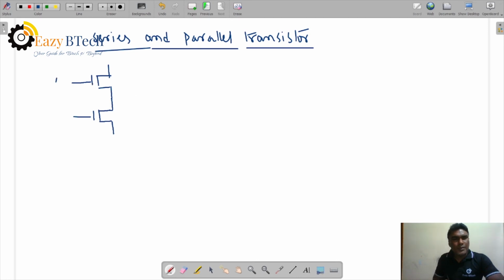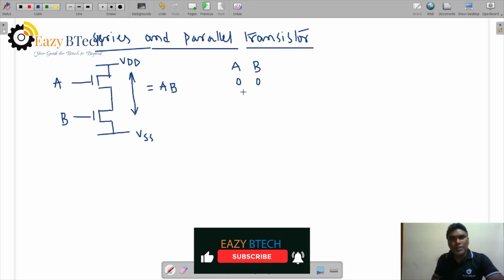So this is input A and input B, with VDD and VSS. Whenever A is equal to B is equal to 1, it acts as an AND logic. AND logic means the output is A into B. The signal flow through this is A into B. So let us see the truth table of this one: 0 0, 0 1, 1 0, 1 1.